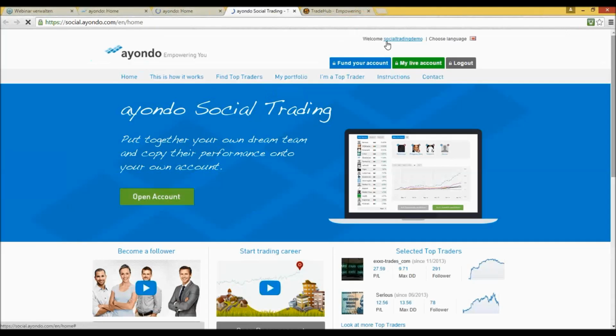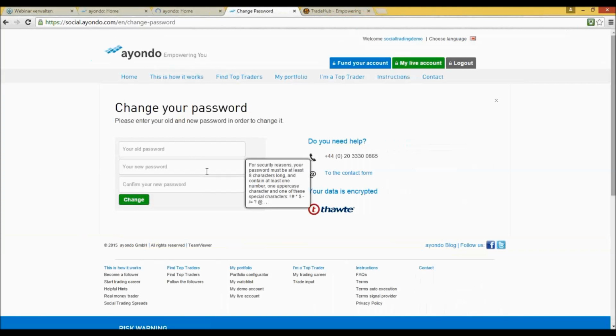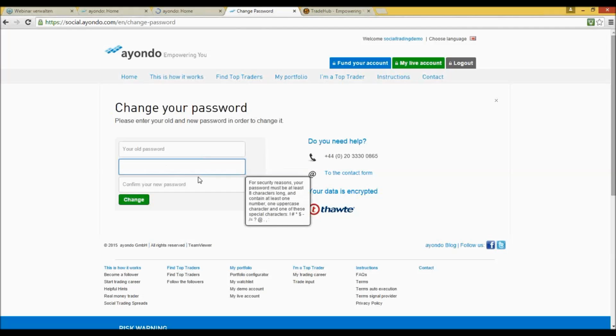I've logged on, and then on the top here you've got social trading, welcome, and then your username. If you click on that username, you'll get a little option here, my profile and change password. Simply click on change password, and that will prompt you with entering your old password, and then you can put in your new password. Just bear in mind there is a little criteria that does need to be met. It's pretty straightforward, just like any other password entering box. Once you've done that, click change, and that will be done.